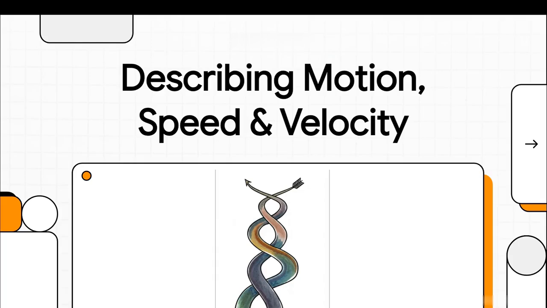Have you ever really stopped to think about how we describe something as simple as, well, movement? It seems pretty obvious, right? But in physics, being precise is everything. So today, let's get super precise and break down the basics of motion, speed, and velocity.